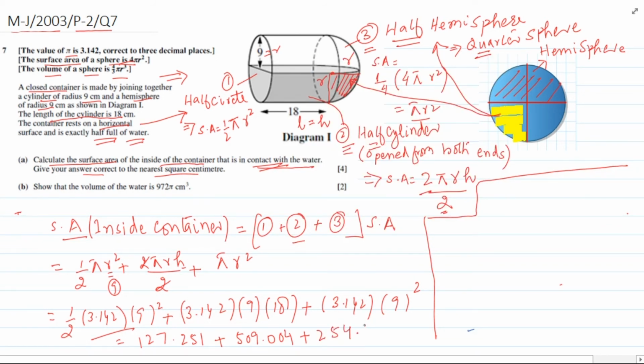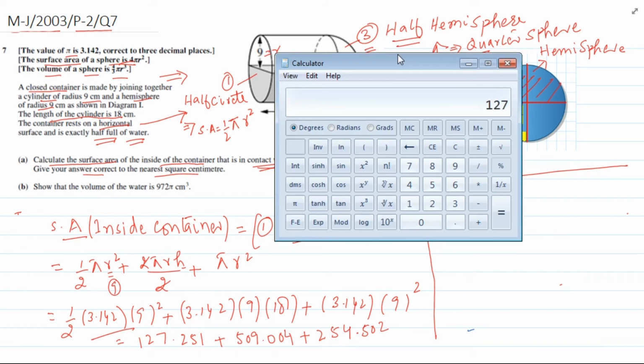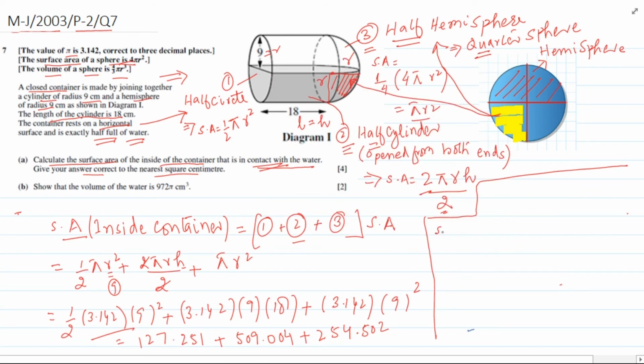Now adding these values: 127.251 plus 509.004 plus 254.502, we get 890.757. Therefore, the surface area inside the container is equal to 890.75 centimeters square. Rounding off to the nearest square centimeter, we get 891 centimeters square as our answer.